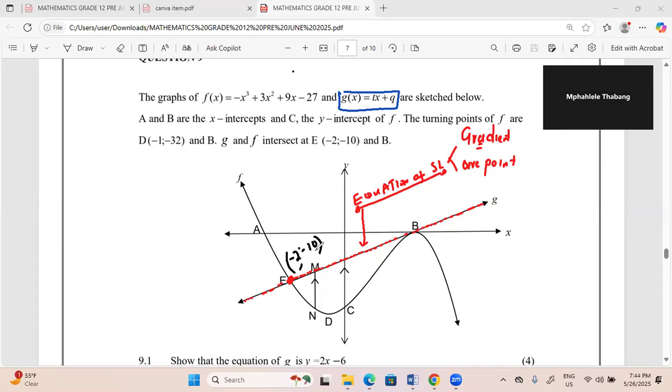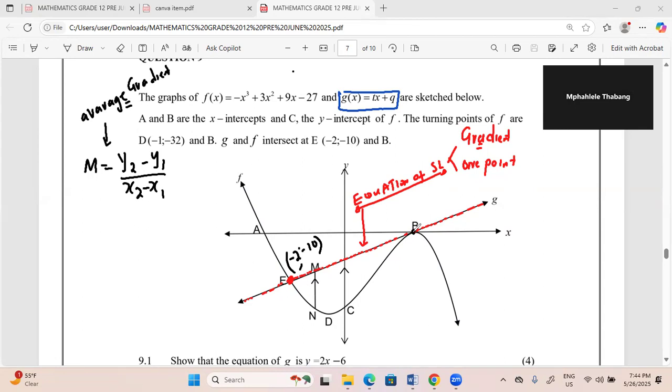Okay, to find the gradient of a line, we can use the formula which says m equals y2 minus y1 over x2 minus x1. I normally call this the average gradient. You can see that we've got y2, y1, x2, x1. So in order to use this formula of an average gradient, we must know 2 points. We have point E. We know the coordinates of point E. It's (-2, -10).